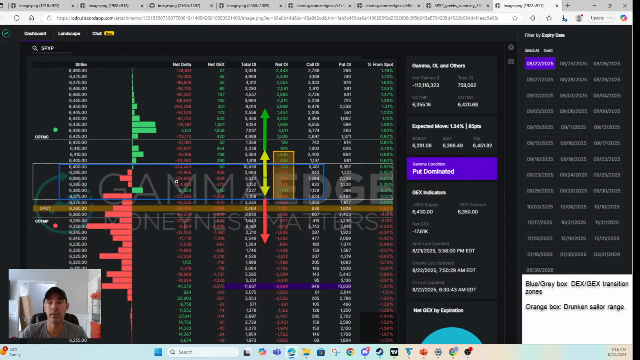Now, this is where moneyness matters. If we start driving price higher, these in the money puts will start becoming out of the money, right? So then these holders have to start making a decision whether they're going to monetize and close those or whether they're going to continue to hold those.